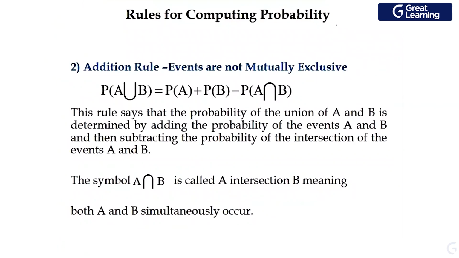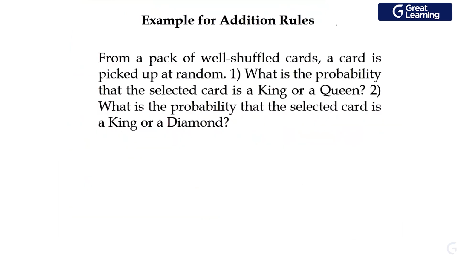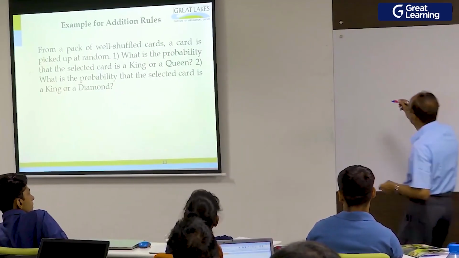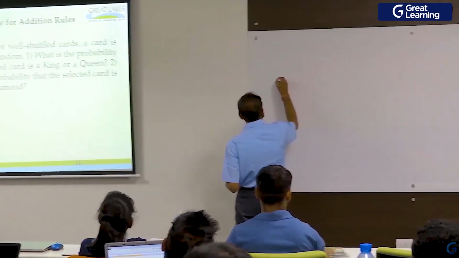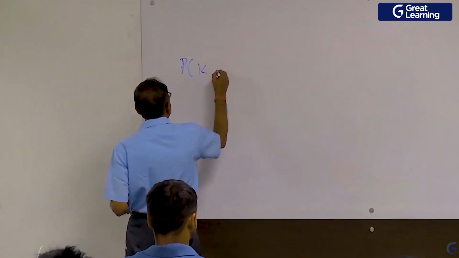When they are not mutually exclusive, some formula comes here. A union B, probability of A plus probability of B minus probability of A and B. This is what all of us have been taught, and we are doing that. Everybody knows this. Let me take one example. Again, first from the cards. What is the probability, from a pack of cards, if I select one card at random, that it is a king or a queen? So, you will say here, probability of king or queen.